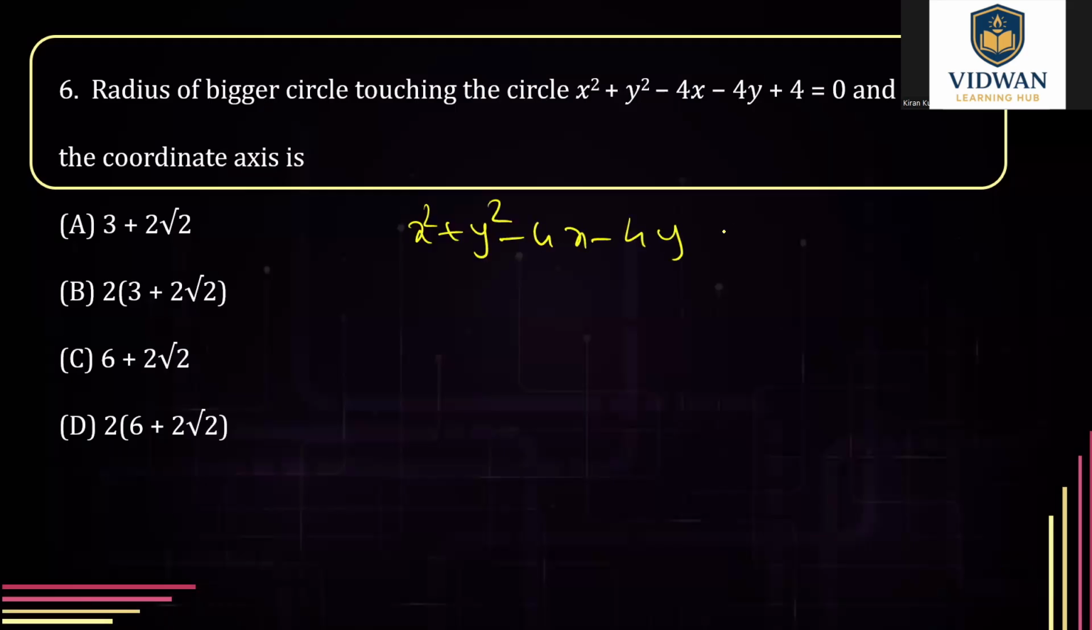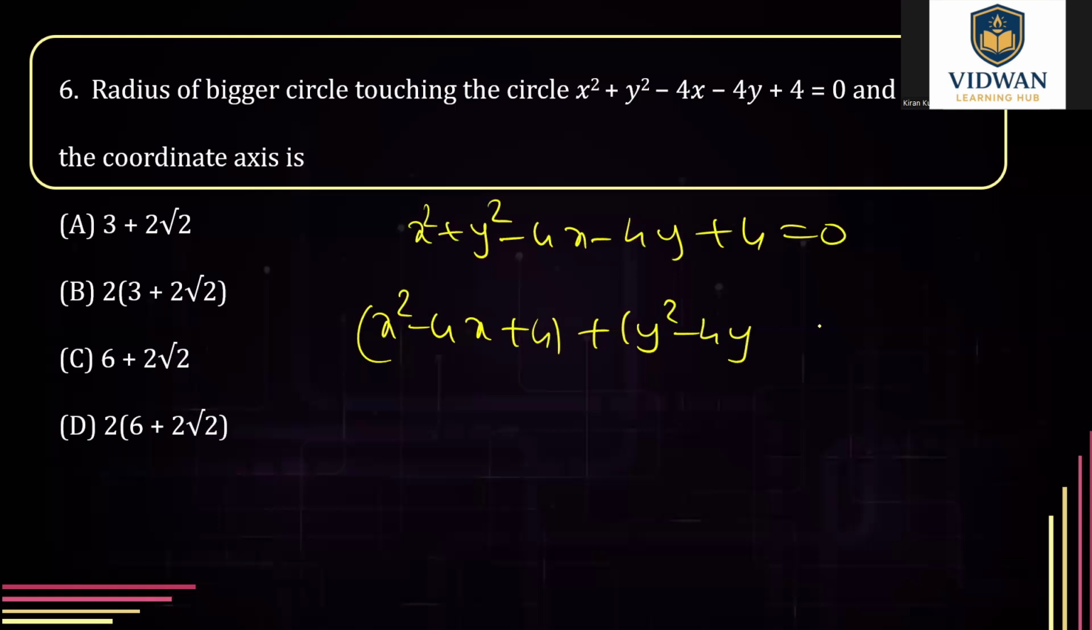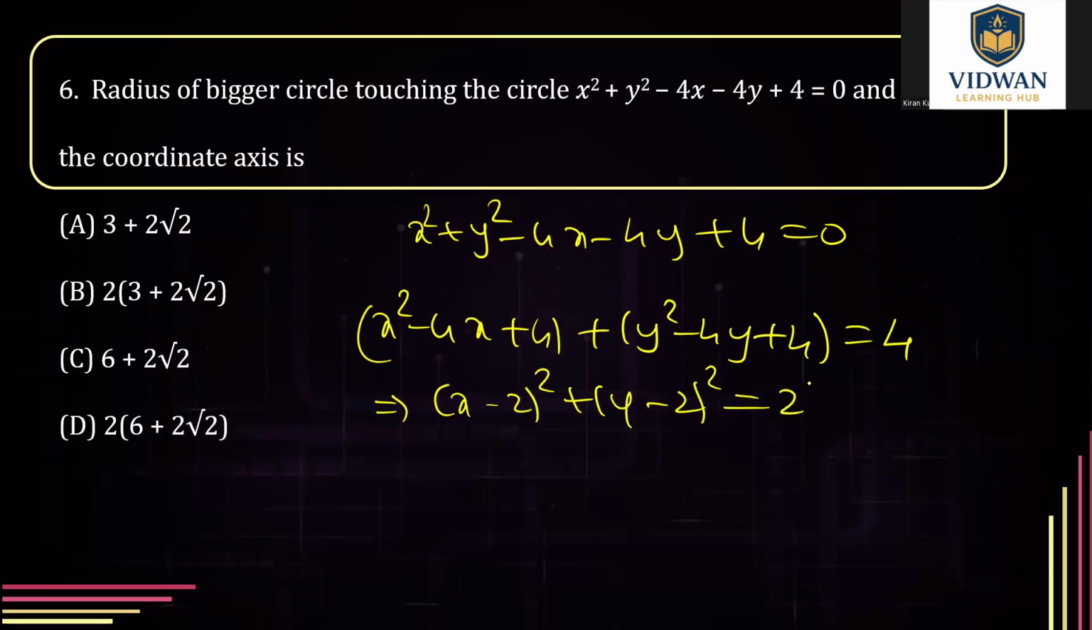So in this equation, if you regroup the terms, that is x square and 4x together, and y square and 4y together, you can have a 4 added here and a 4 added in RHS, so that you can write this in the form of x minus 2 whole square plus y minus 2 whole square equal to 2 square. So clearly it's a circle. Center is 2, 2 and radius is 2. Now you need radius of a circle which is touching this circle as well as the coordinate axis. And that should be the bigger one among the two possible circles.